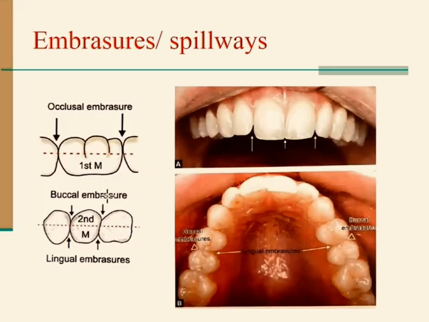Anterior, posterior, you will see that in anterior teeth the embrasures are very minimal, while as we go posteriorly, the embrasures are regular and more symmetrical in shape, okay, in posterior teeth.